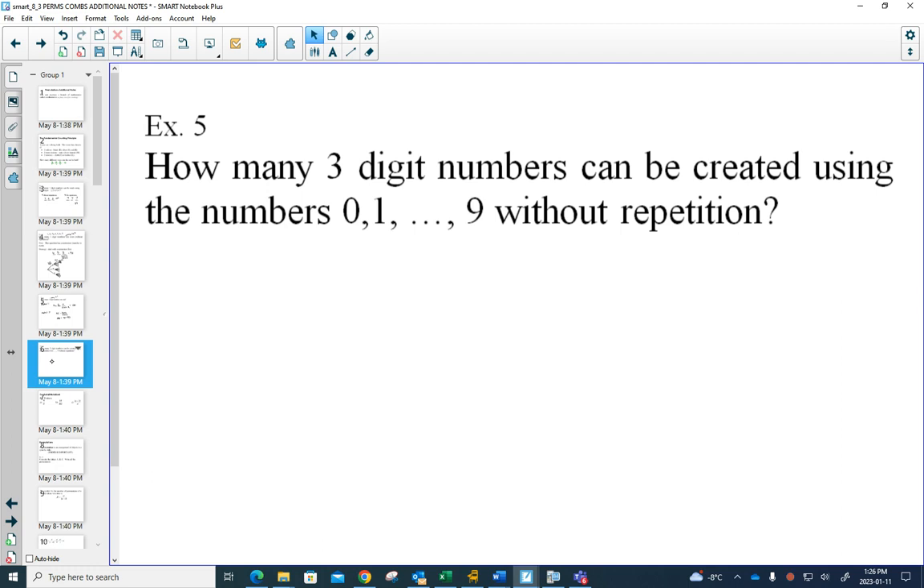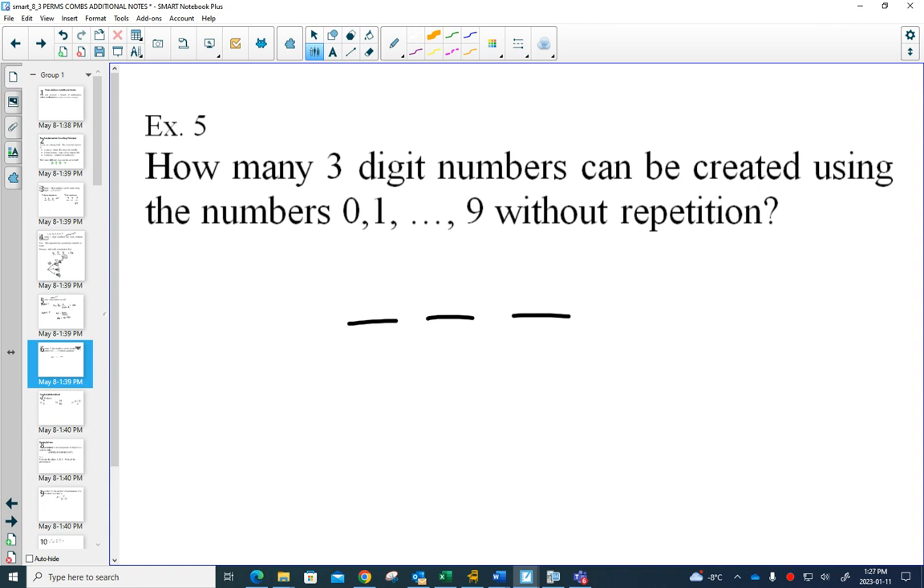3-digit numbers. Can you see that this is a decisions question? You would have 3 decisions. Are there any restrictions? Well, you can't repeat. Are there any other restrictions?